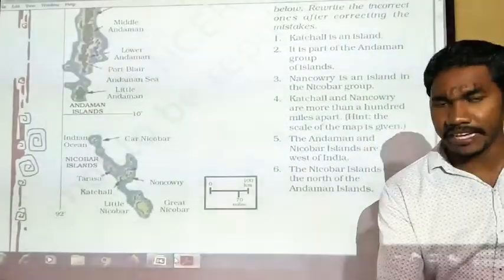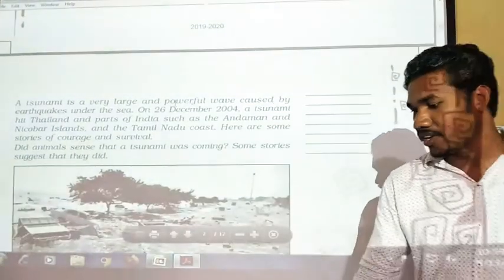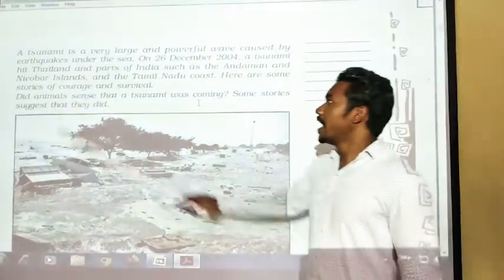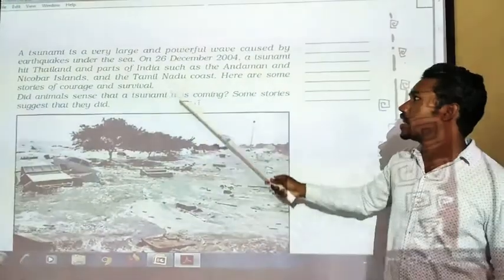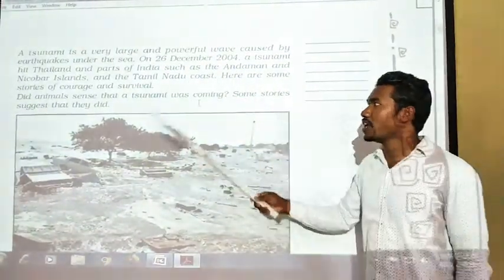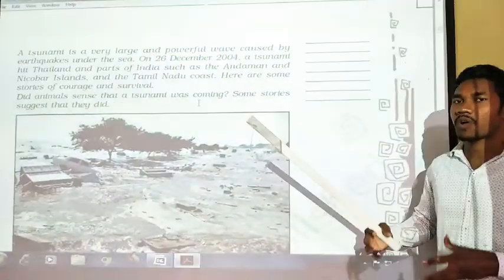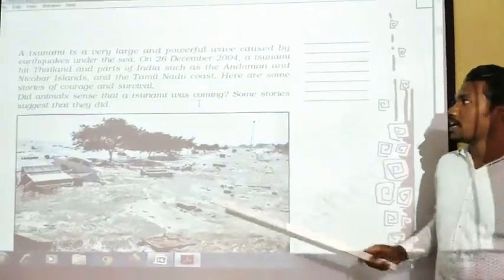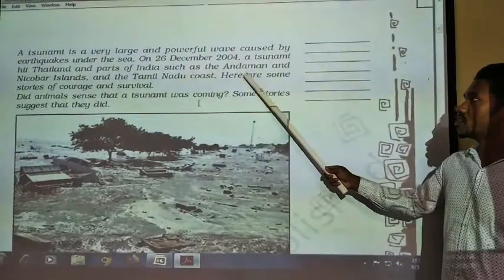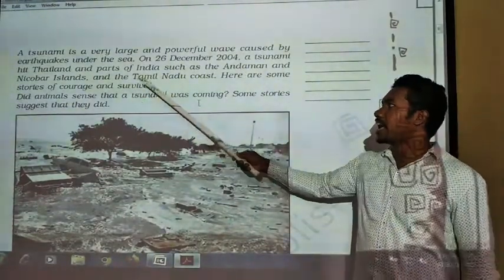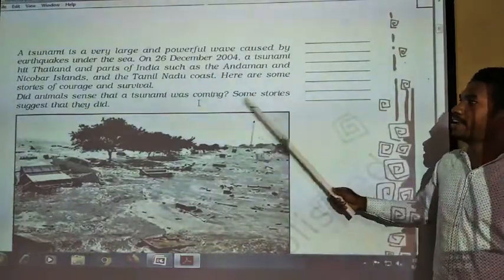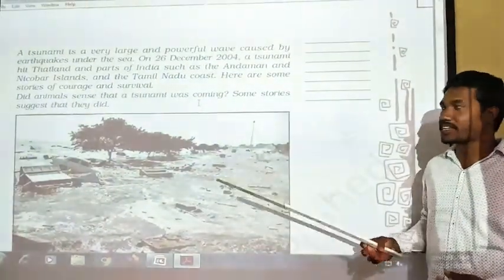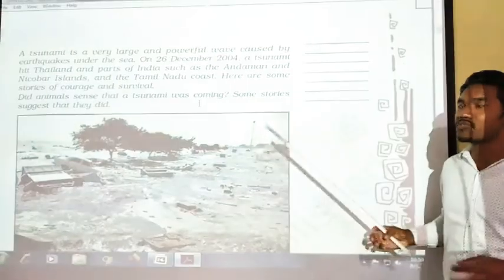So this is what the map shows. Let us see next, we will try to understand what it is. Here, if you can see in your textbook, what is a tsunami? A tsunami is a very large and powerful wave caused by earthquakes under the sea. This is a very big wave that happens because of an earthquake in the sea. On 26 December 2004, a tsunami hit Thailand and parts of India, such as the Andaman and Nicobar Islands and the Tamil Nadu coast. It affected these areas, and this is the story that we are going to see.